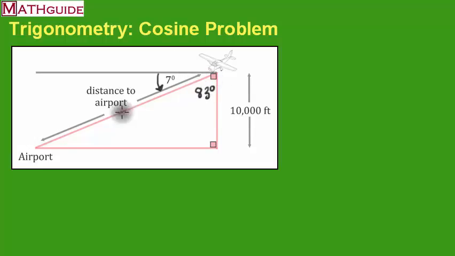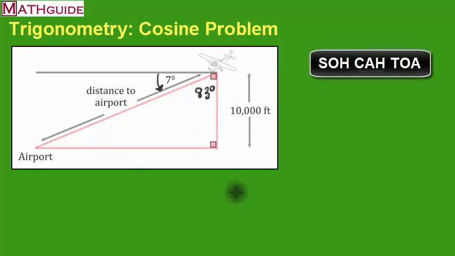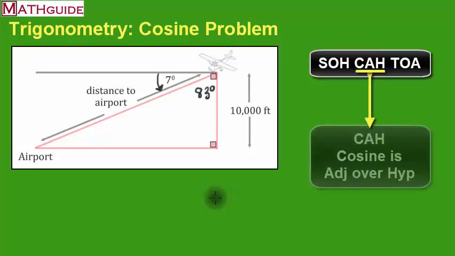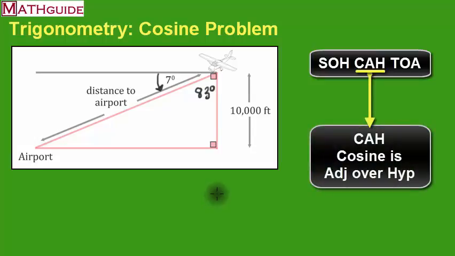Okay, so now that I have this triangle, I could see that I am going to use the cosine function because, recall, you've got SOHCAHTOA. So you've got the CAH, right? The CAH means cosine equals adjacent over hypotenuse.